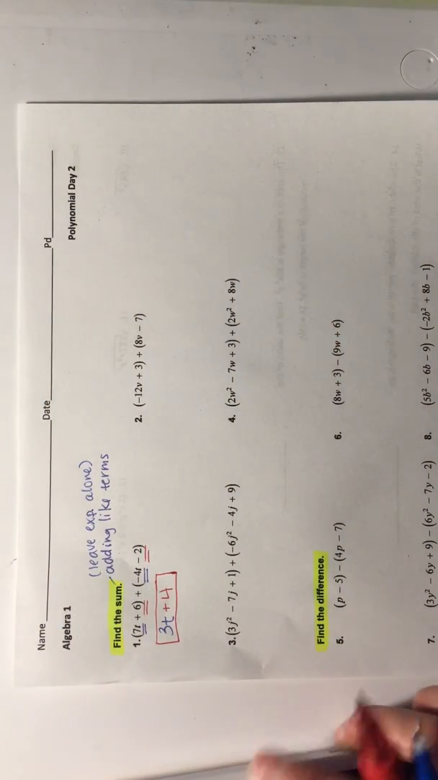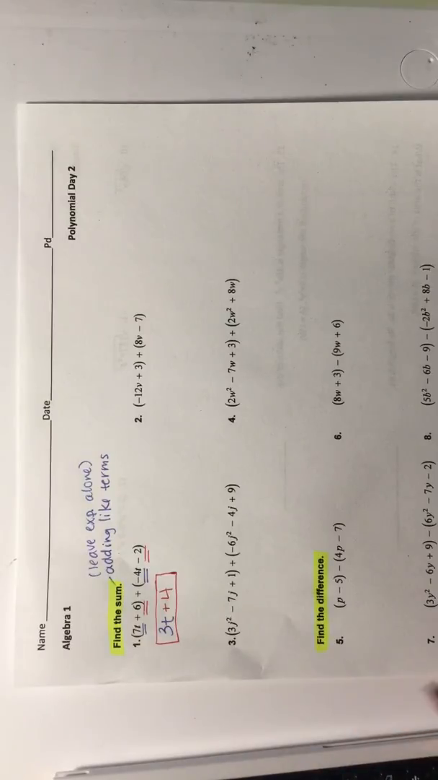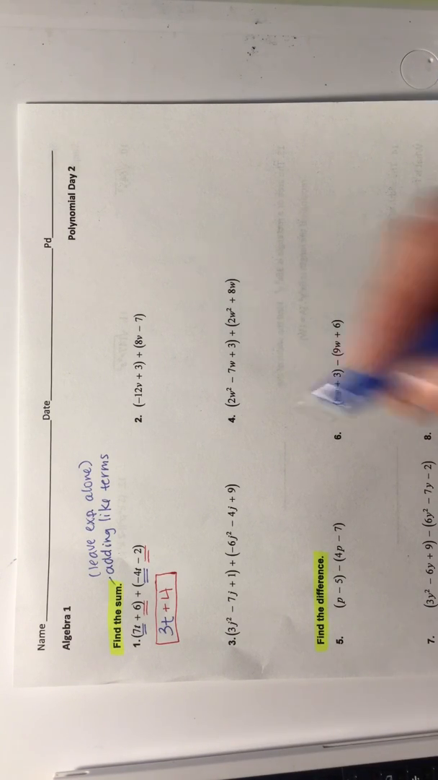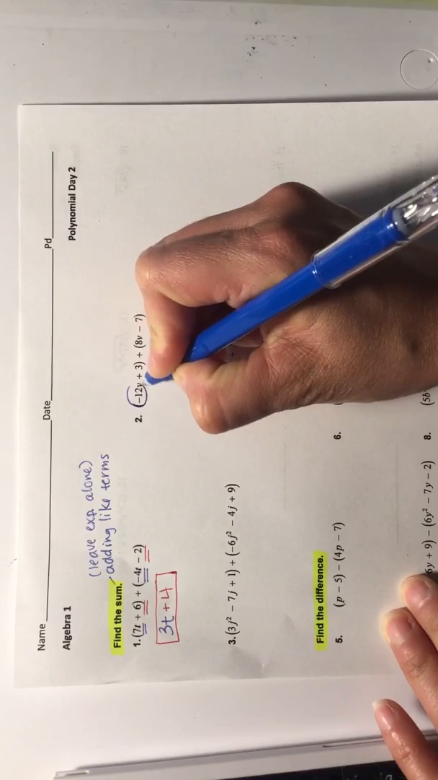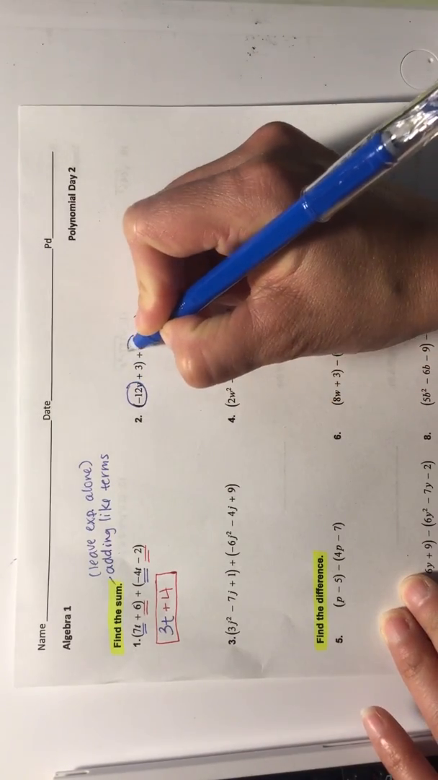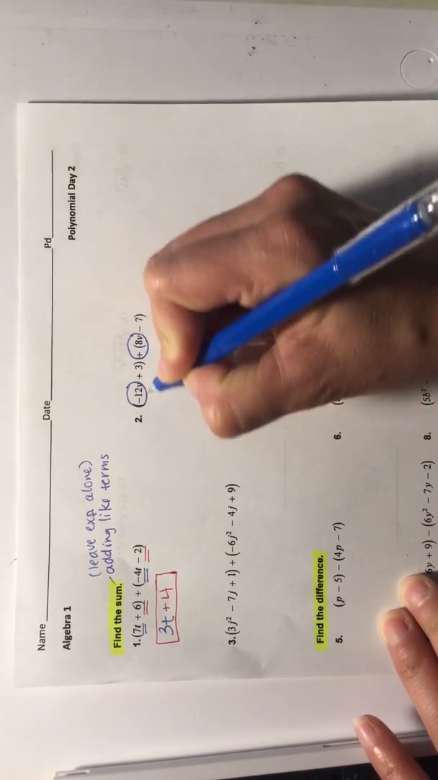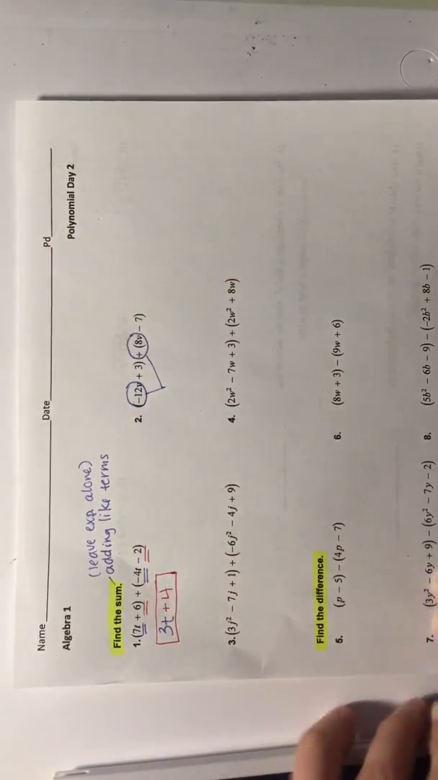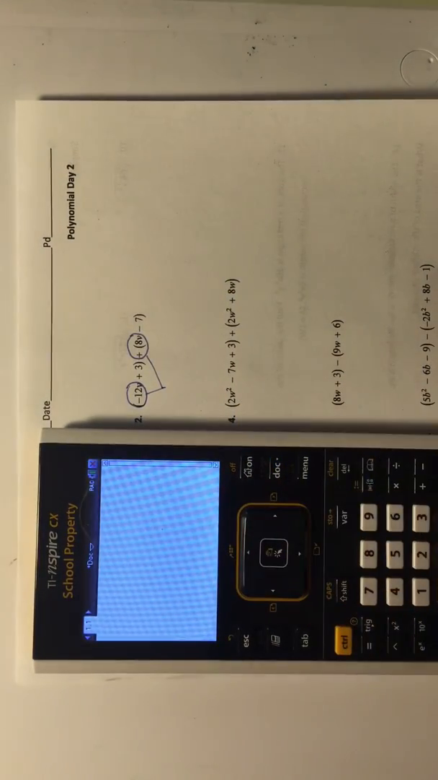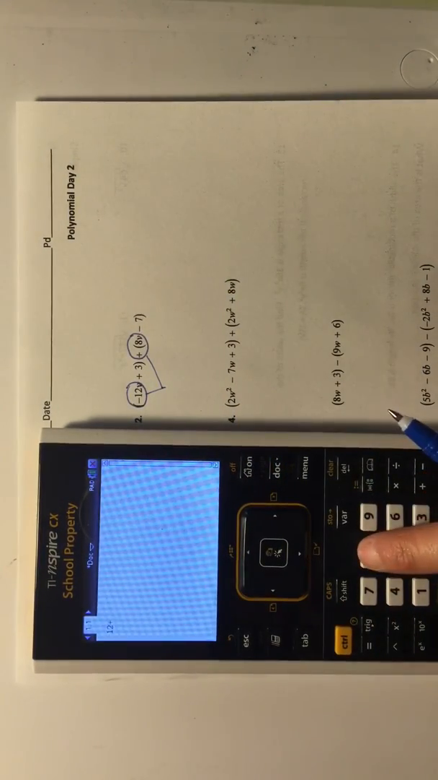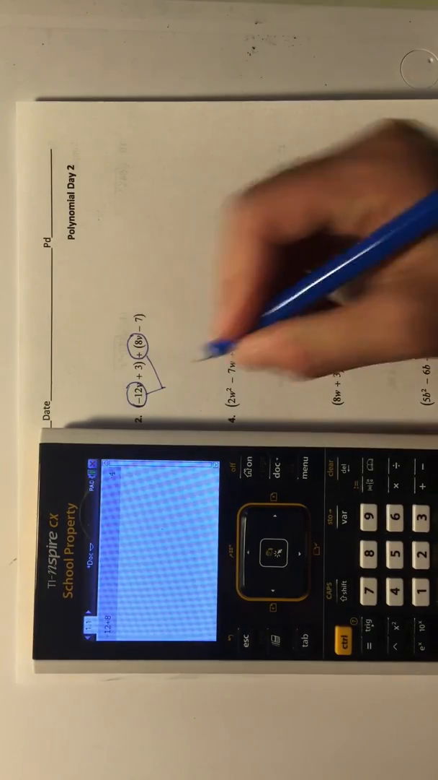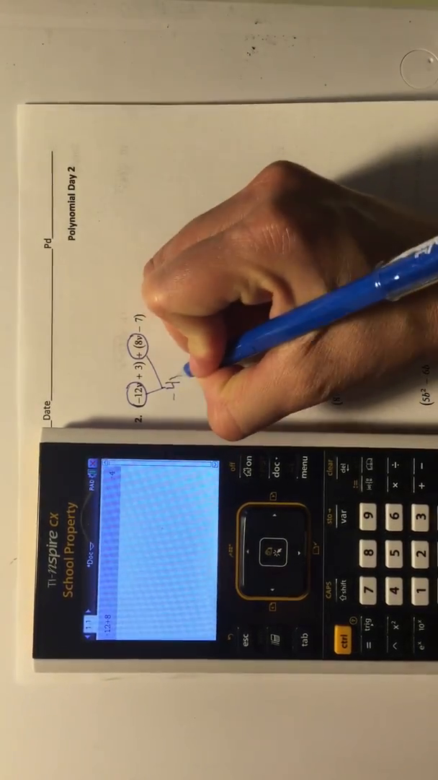Next, number 2, you have negative 12v plus 3 plus 8v minus 7. Again, when it's addition, you don't have to worry about distributing a sign. You find the like terms and combine them. So I have negative 12v plus 8v. Put that together in your calculator, and you're going to put negative 12 plus 8. Negative 4, so negative 4v.